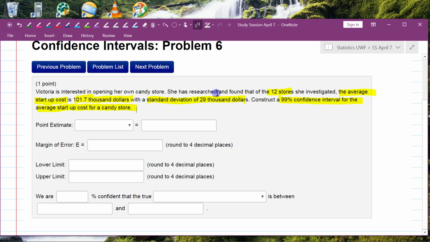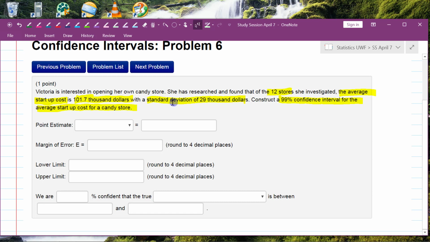It says she has researched and found that of 12 stores, so she had a sample size of n equals 12. And the average startup cost is this with a standard deviation of this. So what she's saying is she took a survey of 12 stores, and the results of the survey gave her the average startup cost, and then the average standard deviation.